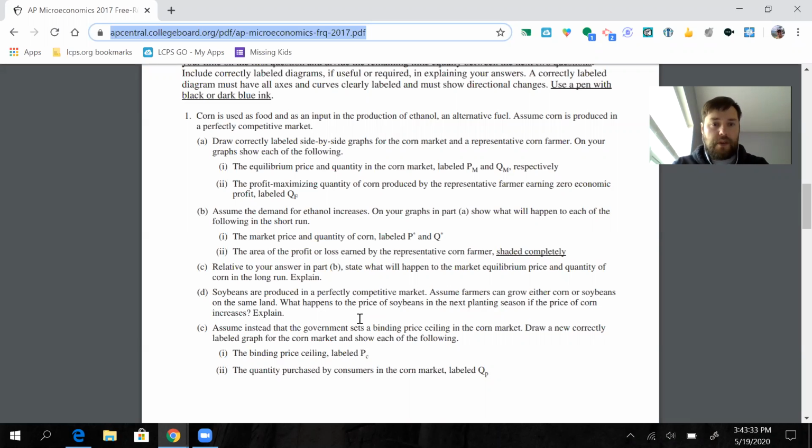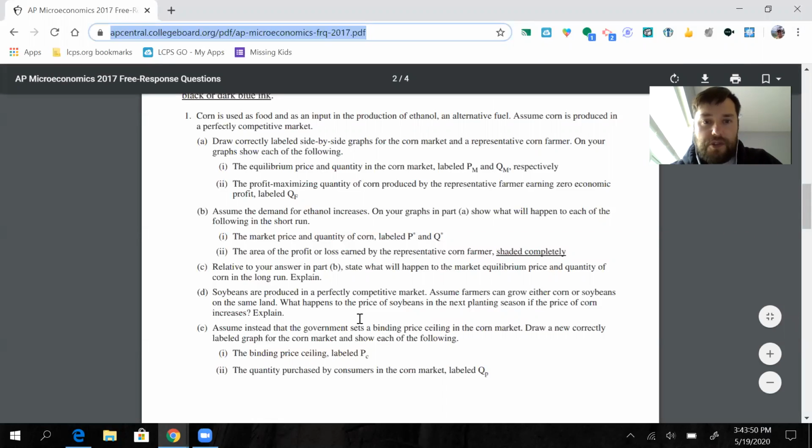All right, so parts A and B here are going to be sort of a graph. So let's read through and then we'll go through and get a larger sheet where I can draw. So draw correctly labeled side-by-side graphs for the corn market and a representative corn farmer. So that should jump out to you as a perfectly competitive market graph. And of course, they gave us that already before.